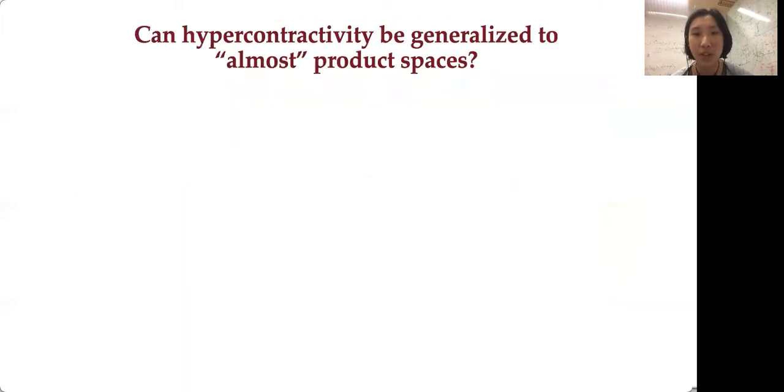So this leads us naturally to the question: can hypercontractivity be generalized to these almost product spaces? It turns out that the answer is yes, and we show specifically that this inequality generalizes to what's called an epsilon product space.